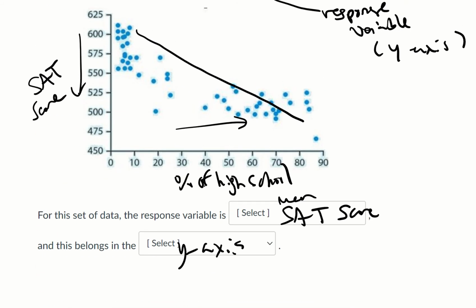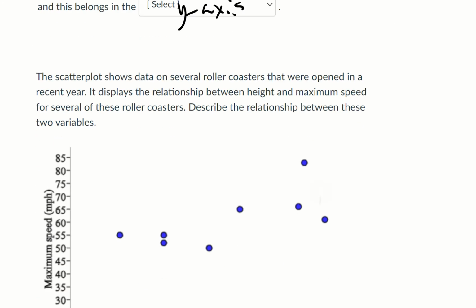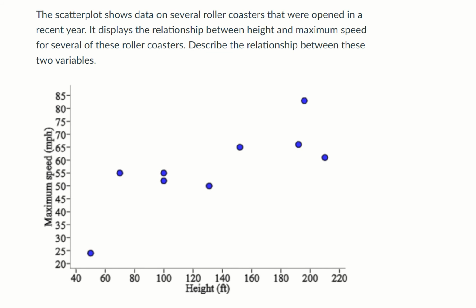Okay, they may ask us a question and go back to this in a little bit. So at least we'll have the background, the foundation laid out. The scatter plot shows data on several roller coasters that were opened in a recent year. It displays the relationship between height and maximum speed for several of these roller coasters. Describe the relationship between these two variables.